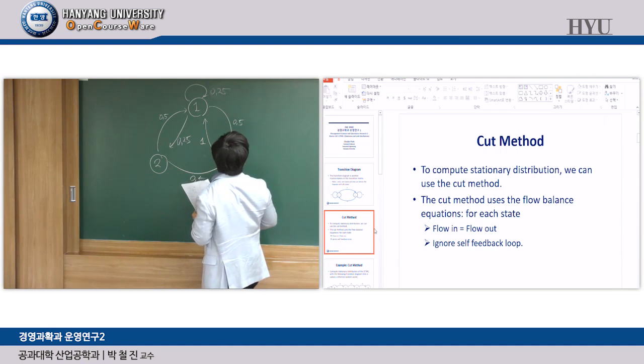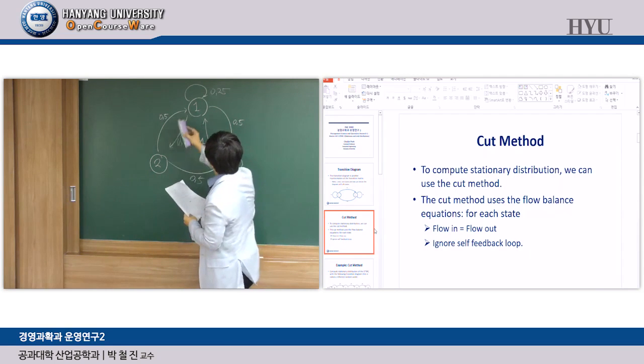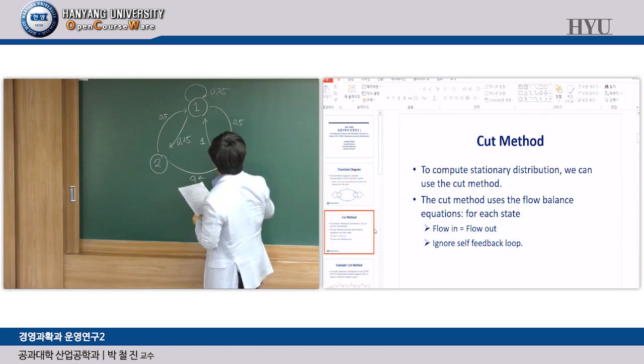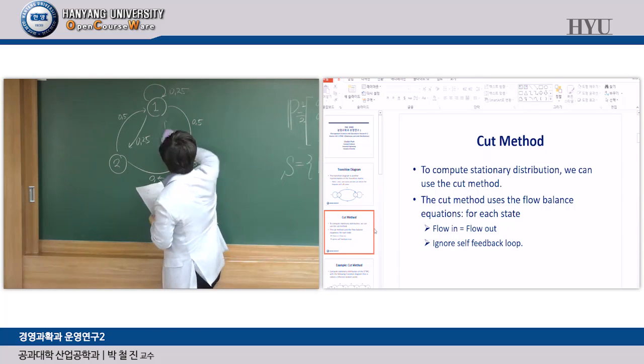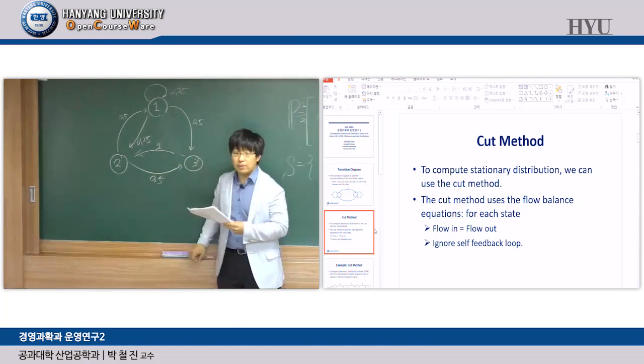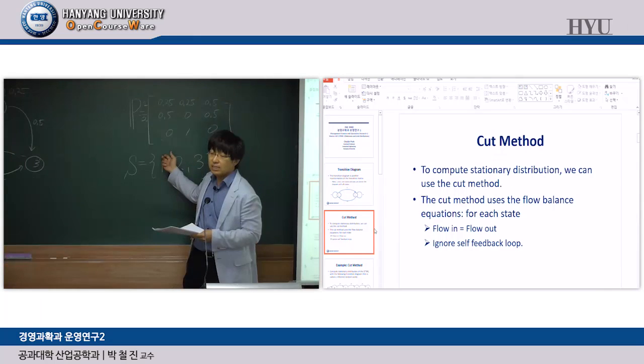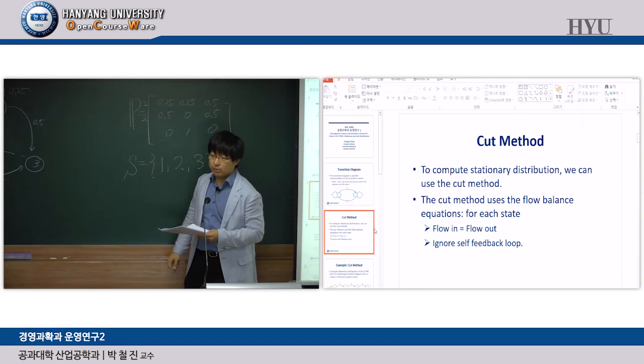And then 0.5, 0.5, and then 3 to 2 is 1. I believe you can draw this diagram based on the information in this transition matrix.